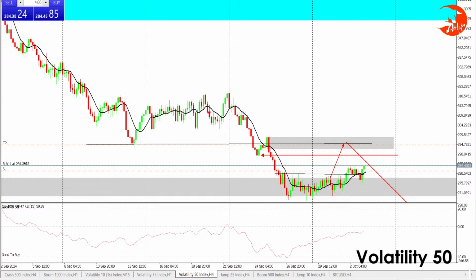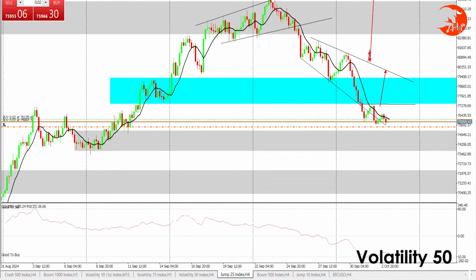V50. I've locked in my entries. I'm going to risk around $10 to try to look for 1 to 2, which is 20 or 40. My first tip is here, and as I drag in, I trail my stop losses into profits. So that is that. Now we shift to jump 25.